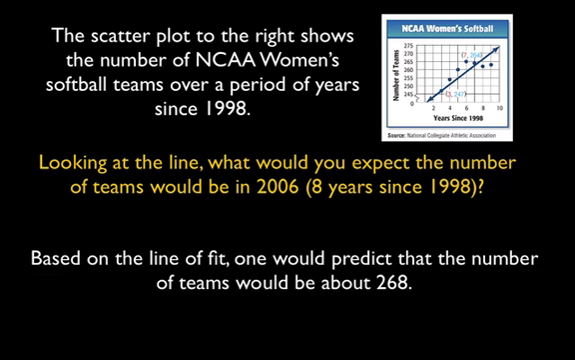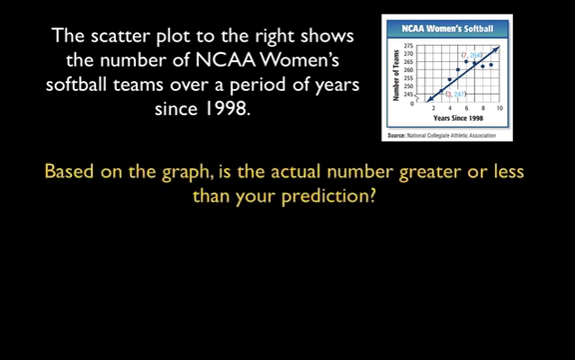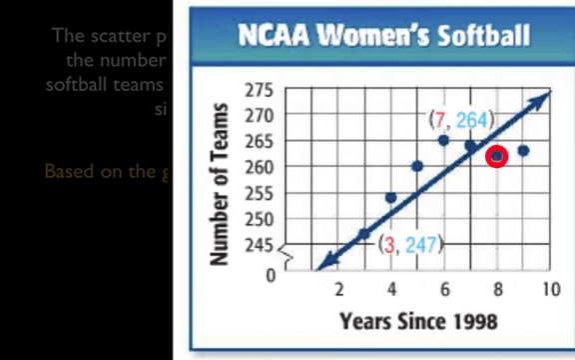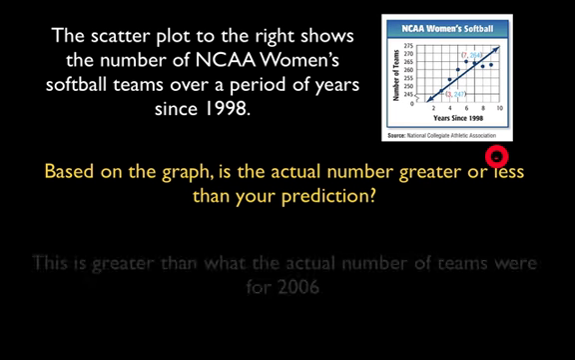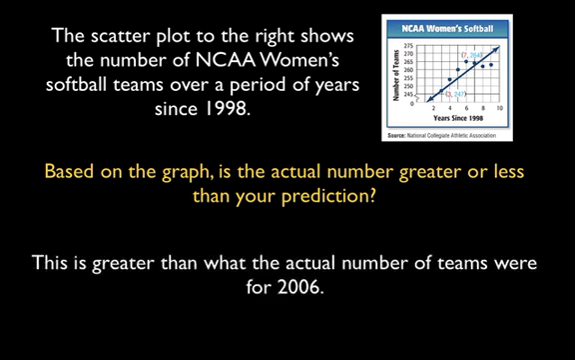So, based on the graph, is the actual number greater or less than your prediction? Well, underneath it is the dot, and the dot is at about 263, 264, so that would be less. So our prediction is greater than what the actual number of teams were for 2006.